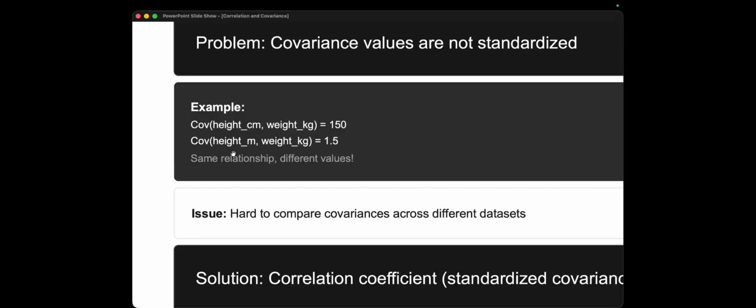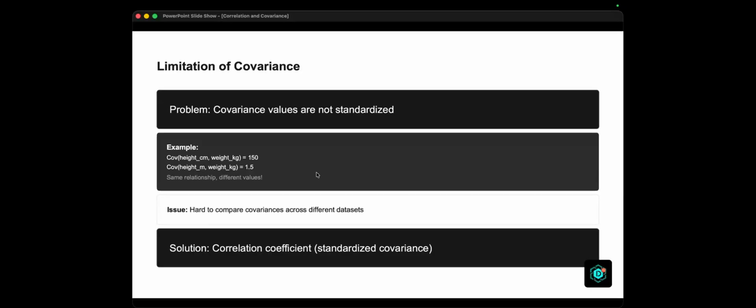But if you check your height in meters, which is maybe 1.5, 1.6, and weights in kilograms, you get 1.5. Even though it is the same relationship, you are getting completely different values. So this is not normalized, not standardized, and it's really difficult to compare values this way. Now, the solution is to use the correlation coefficient, or standardized covariance.